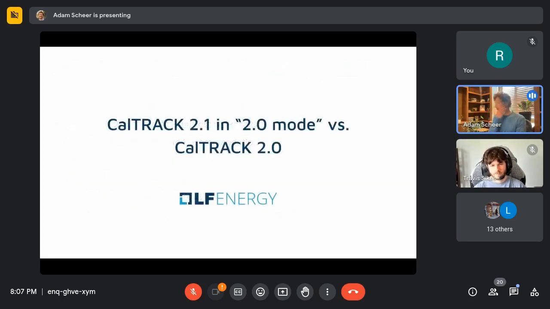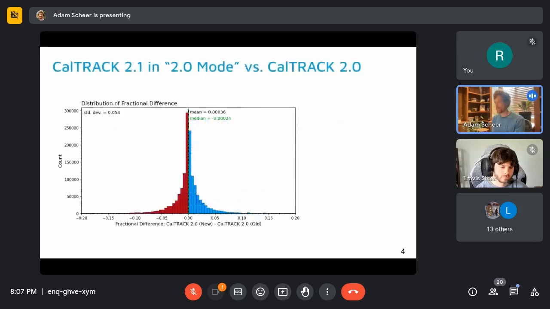Okay, so this is probably the least sexy, but one of the most important topics. It's kind of amazing that it's only now that we're showing results on this, but we've been saying take our word. So this is what we mean by take our word. This is a histogram of every single data point that we've measured across the 6,000 meters that have been the subject of CalTrack 2.1 development.